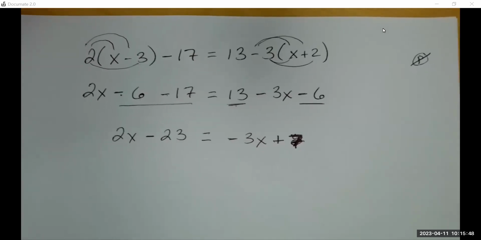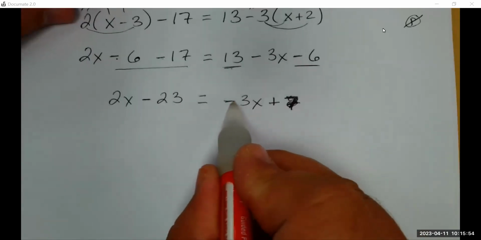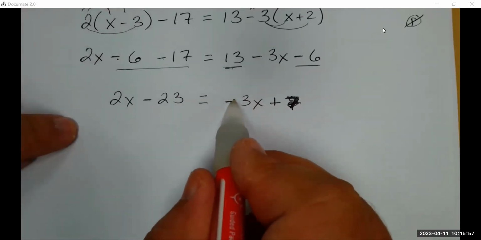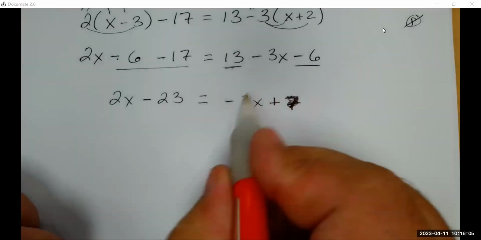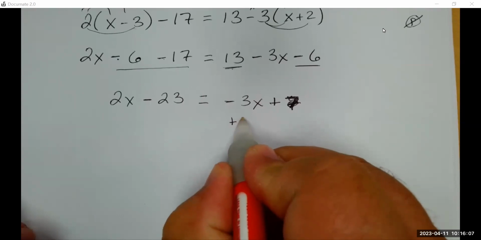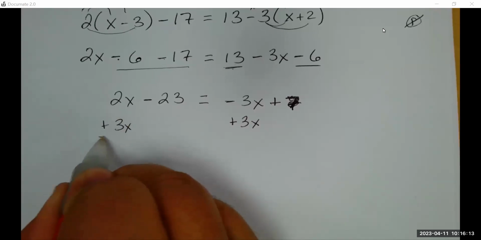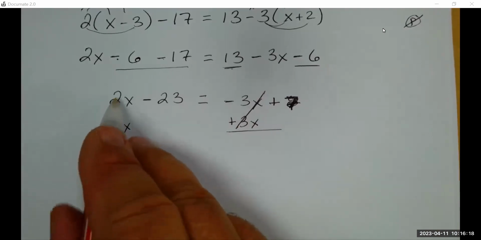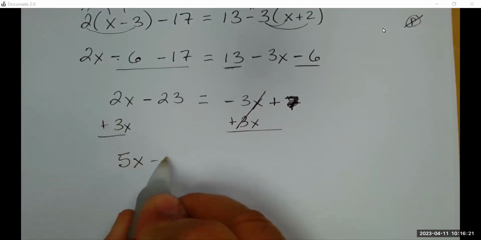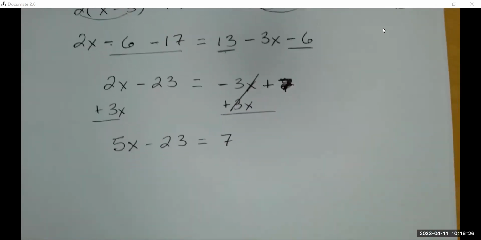Remember, always move the x's first. So which x do you move? The smaller one, the negative one. If the number's negative, the bigger the negative number, the smaller it is. This is farther to the left. So we have to get rid of negative 3x. So we add 3x to both sides. Threes cancel. 2 plus 3 is 5x minus 23 equals positive 7.